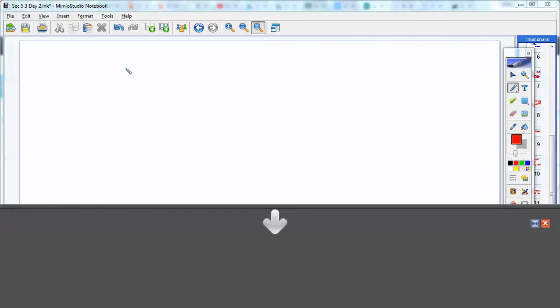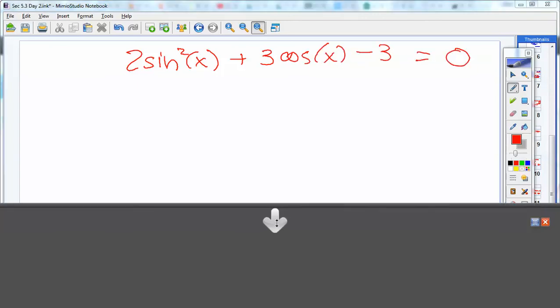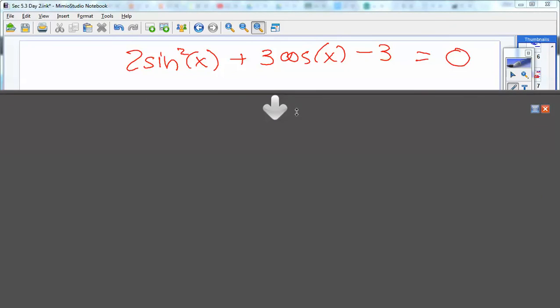Here it is. 2 sine squared plus 3 cosine x minus 3 equals 0. So write this one down and we'll finish it after lunch. 2 sine squared plus 3 cosine minus 3. We'll finish that after lunch.